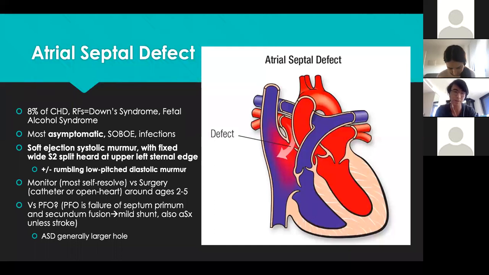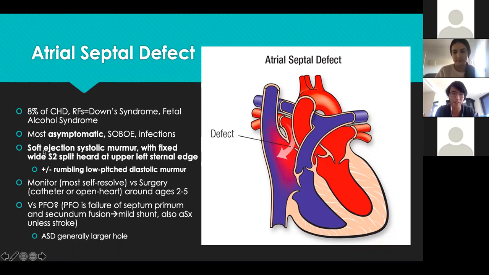And you also want to look out for risk factors. So the main buzzwords are Down syndrome and fetal alcohol syndrome. It's not as common as ventricular septal defect. Only 8% of congenital heart disease makes up ASD. And it's generally asymptomatic because you're still getting your oxygenated blood pumping from the left side of your heart. It's only when the patient is stressed, so they're exerting themselves, that they might get a bit of shortness of breath, and they might be a little bit more prone to infections because of that stress on the right side in the lungs.